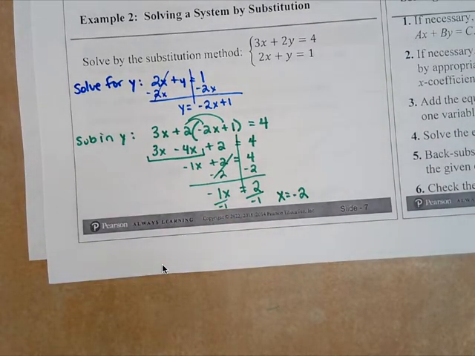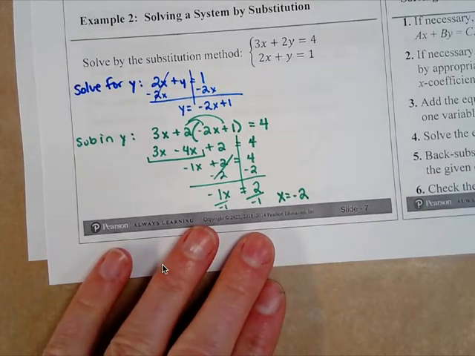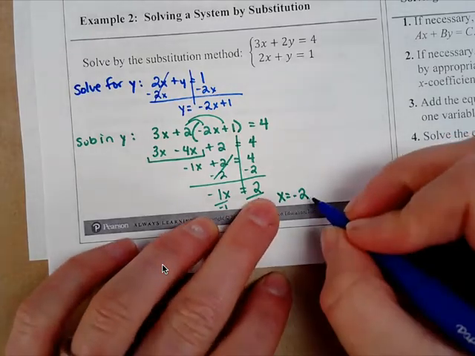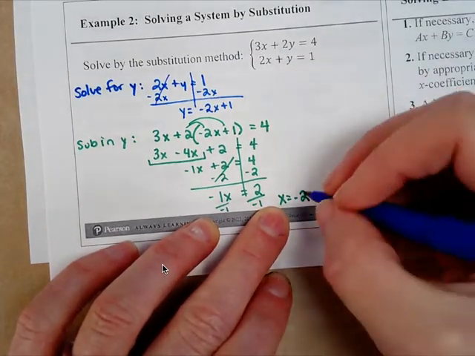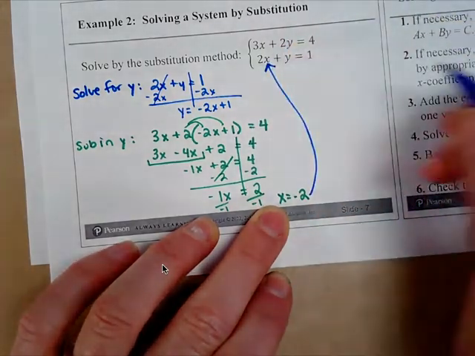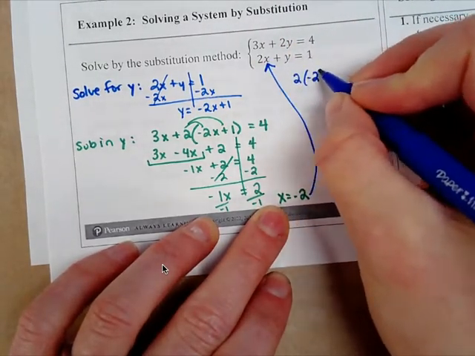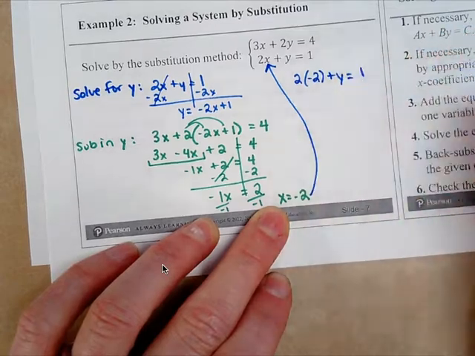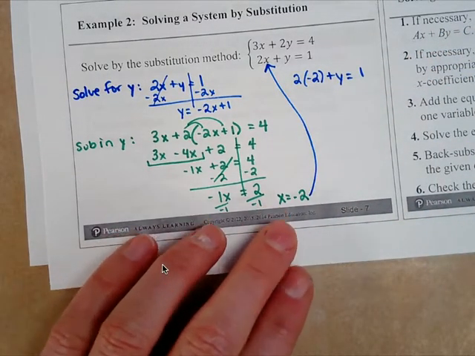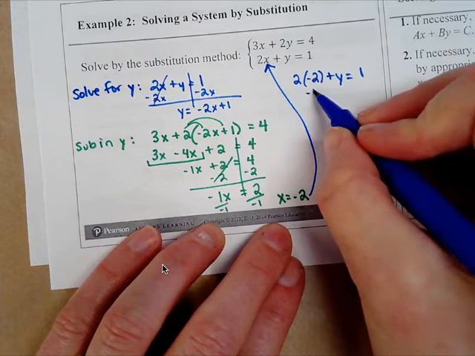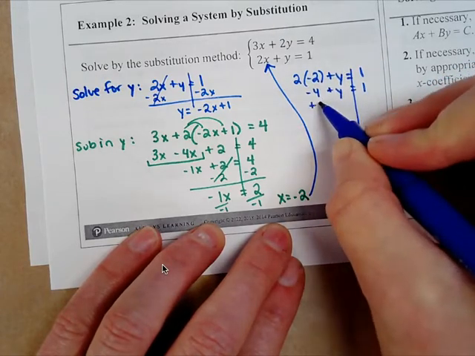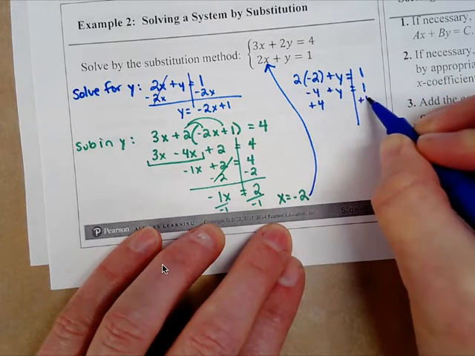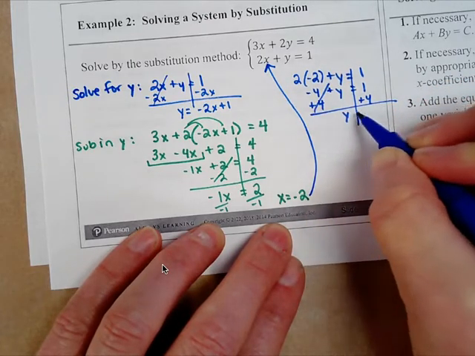And then I use this to substitute back into one of the original equations. So it would be easiest to use this one. So I'm going to substitute this in right here. So it's now 2 times a negative 2 plus y equals 1. We're going to solve for y, so negative 4 plus y equals 1, plus 4. So y equals 5.